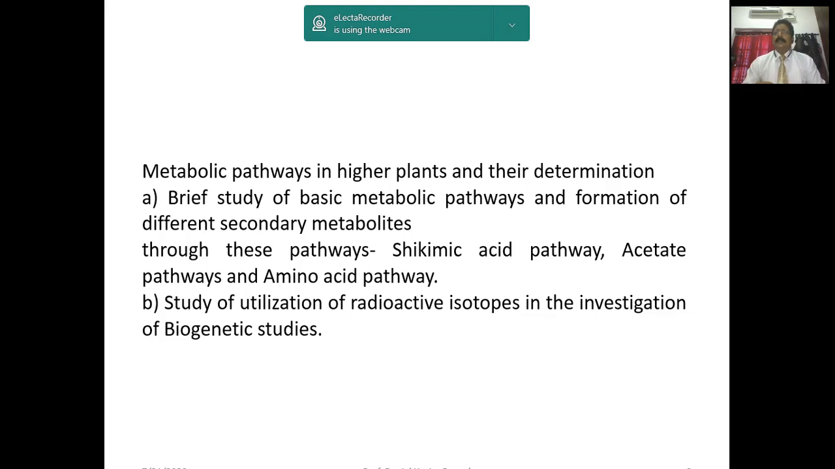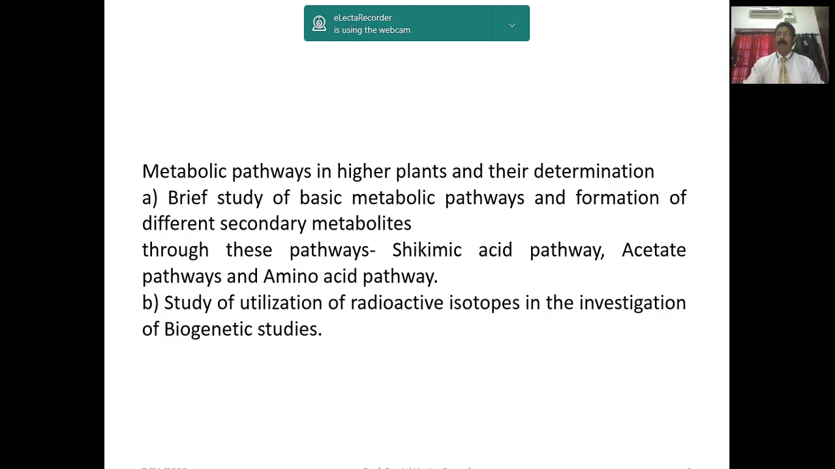According to that, the first chapter says we should cover all the metabolic pathways in higher plants and their determination also. In that, we have to discuss a brief study of basic metabolic pathways and formation of different secondary metabolites through these pathways, especially the Shikimic acid pathway, acetate pathways, and amino acid pathways, and then the study and utilization of radioactive isotopes in the investigation of biosynthetic studies or biogenetic studies.